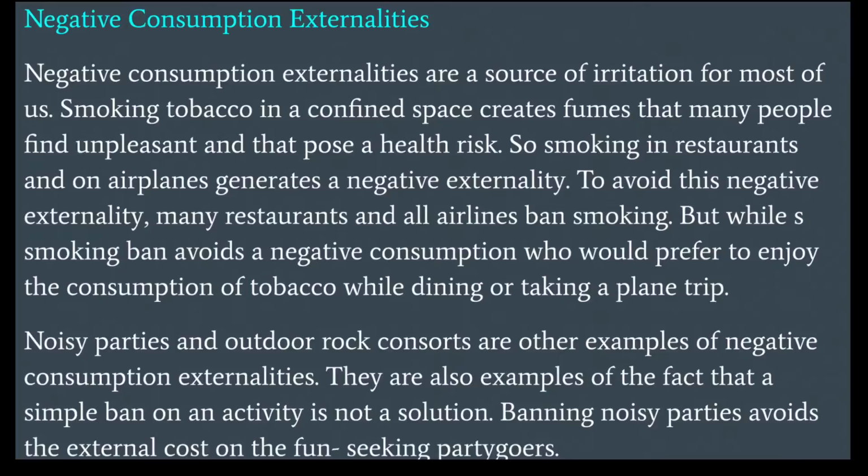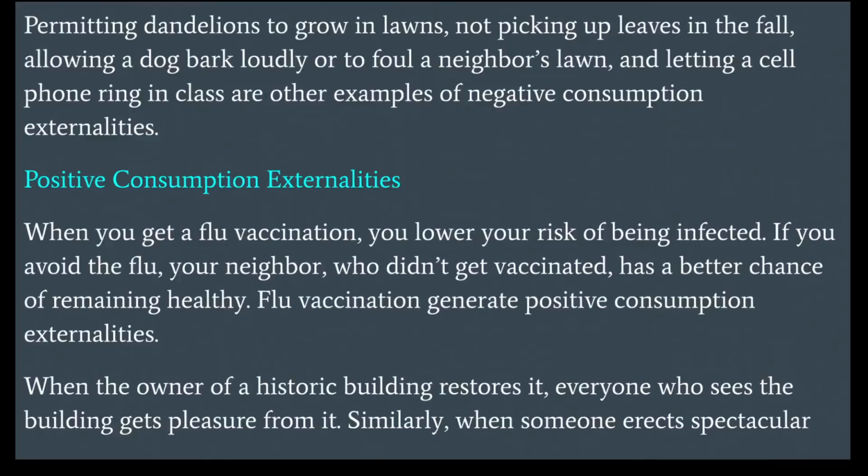Noisy parties and outdoor rock concerts are other examples of negative consumption externalities. They are also examples of the fact that a simple ban on an activity is not a solution. Banning noisy parties avoids the external cost but imposes a cost on the fun-seeking partygoers. Permitting dandelions to grow in lawns, not picking up leaves in the fall, allowing a dog to bark loudly or to foul a neighbor's lawn, and letting a cell phone ring in class are all other examples of negative consumption externalities.